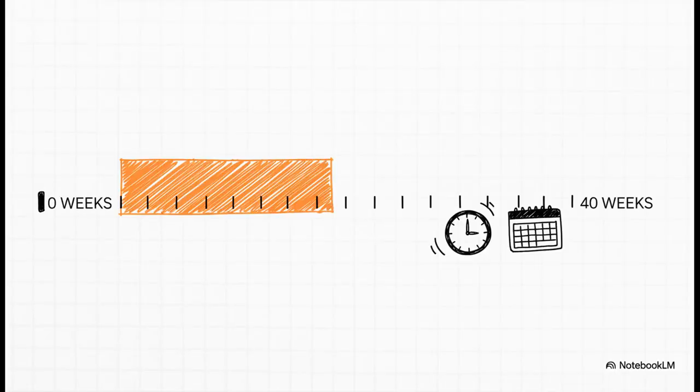And timing is really key here. Look at these numbers. The vast majority, about 3/4, happen before the 16th week, and most of those happen in the first trimester, before 12 weeks. This tells you that those early weeks of development are just incredibly sensitive and critical.